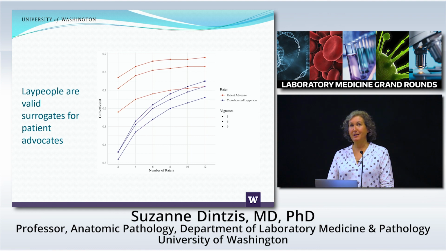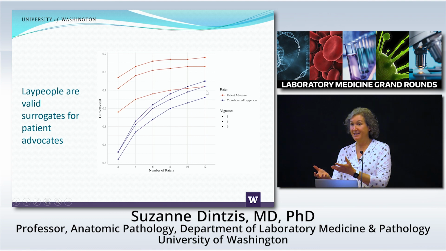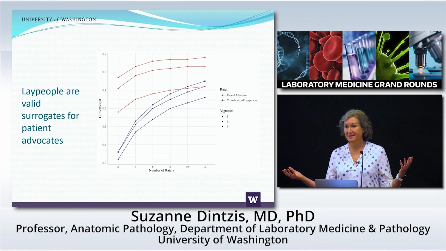So as the number of raters per resident increases, and as the number of vignettes that the resident partakes in increases, the reliability increases. And you can see that obviously it's better to start with people who know this area, but even if you start with lay people, if you give them enough cases, they start to get about the same as the patient advocates. So you can interchange lay people for communications like this if you have enough raters.